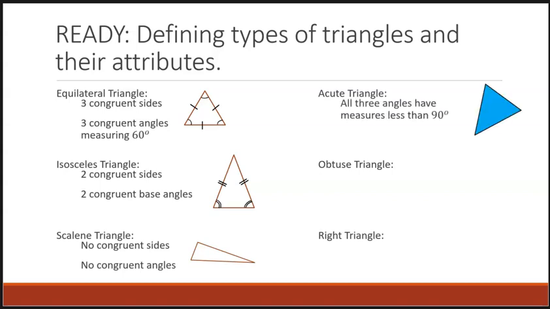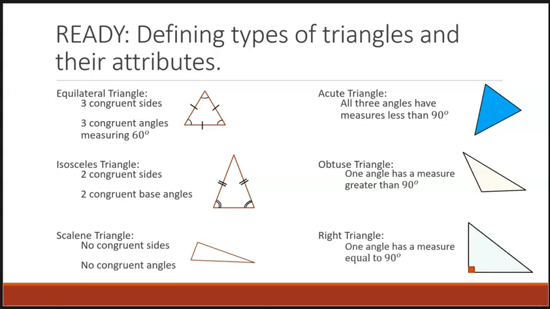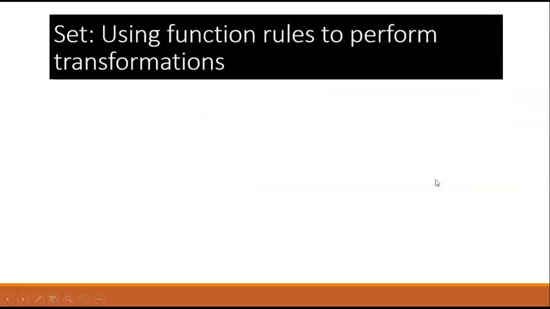With an acute triangle, all 3 angles measure less than 90 degrees. An equilateral triangle is an example of an acute triangle. An obtuse triangle has one angle that measures more than 90 degrees, and a right triangle has one angle that measures exactly 90 degrees. In the Set, you're going to be using function rules to perform transformations.